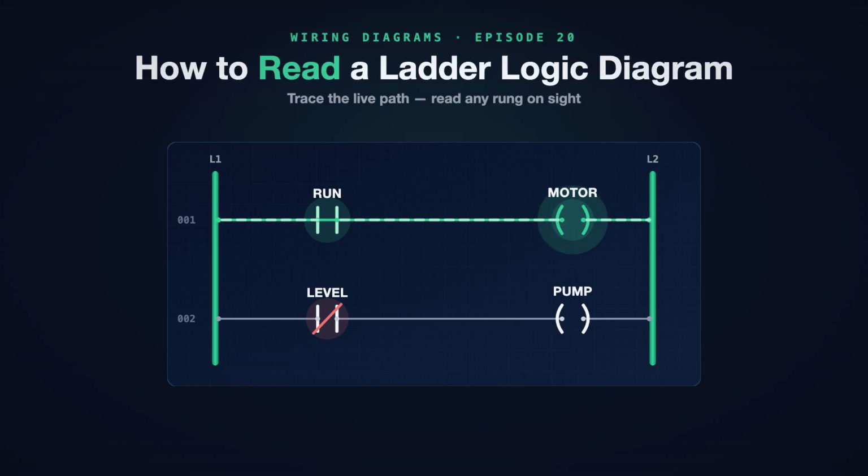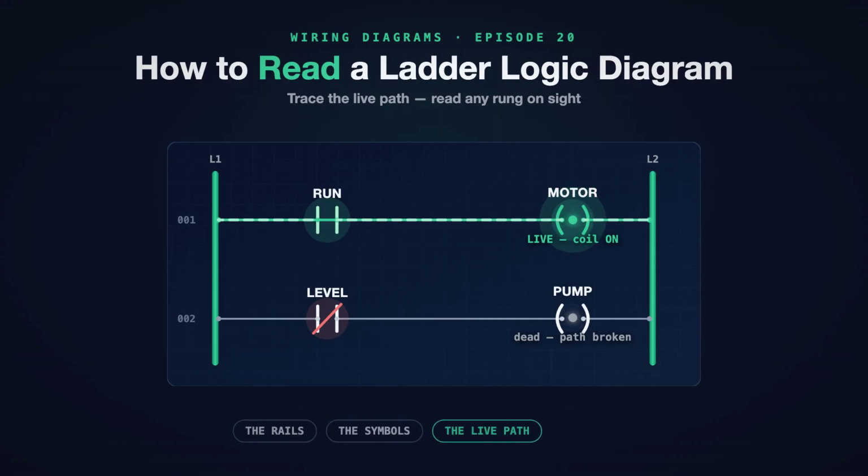This ladder diagram is running right now. The green path shows which wires are live. By the end of this video, you will know how to read a ladder logic diagram on sight. Not draw one, read one. Trace the energized path, recognize the symbols, and tell at a glance what every rung is doing.